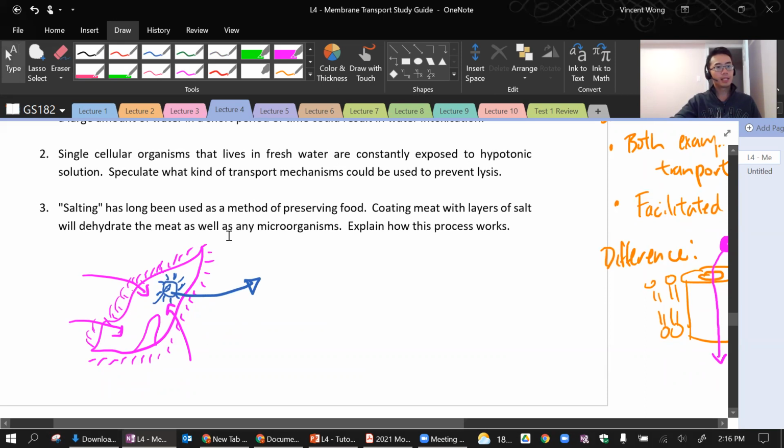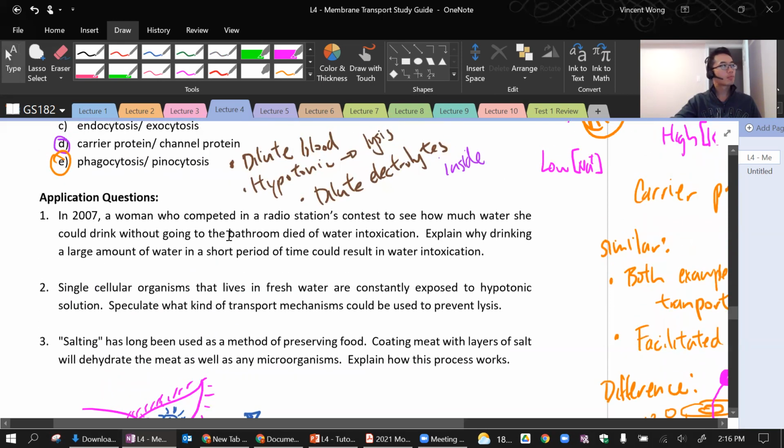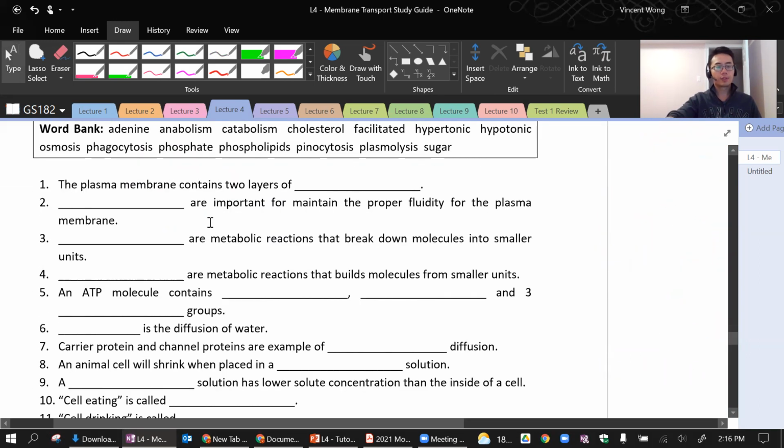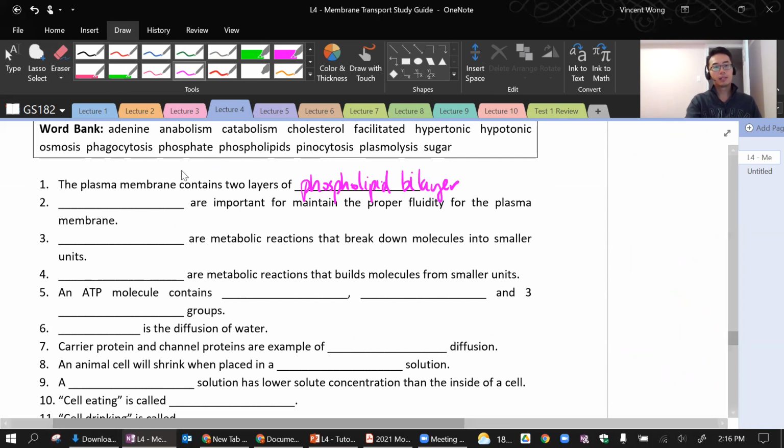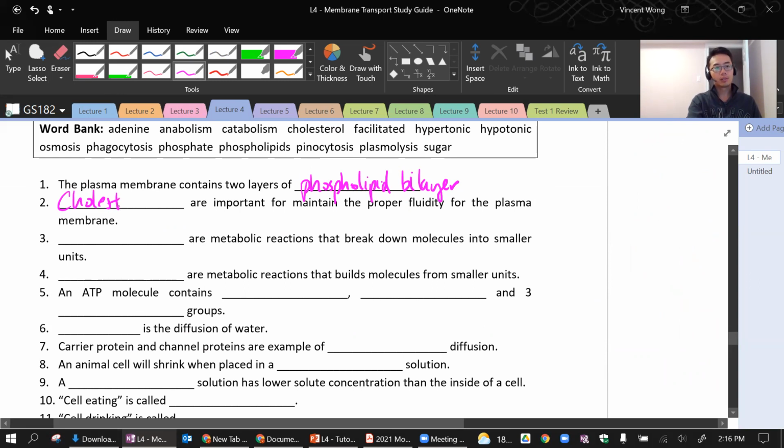Okay. Any follow-up questions? Good. Okay, let's fill in the blanks. The plasma membrane consists of 2 layers of phospholipid, a bilayer. Cholesterol is important for maintaining proper fluidity. Okay, too much, it's going to be too leaky. Too little, it's going to be hard like a wall. Nothing goes through. We need to have the right amount.